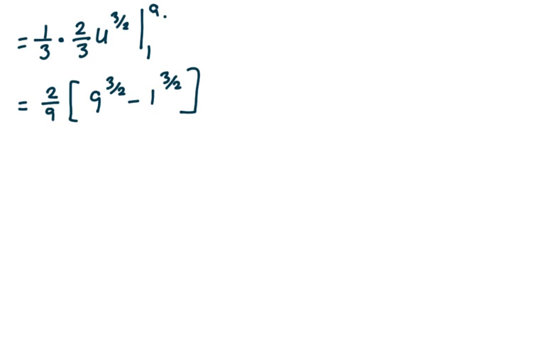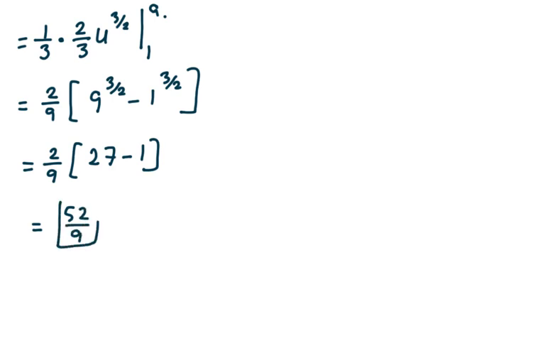Now, the square root of 9 is 3. 3 cubed is 27. So this is 2/9 times 27 minus 1. And so the correct answer here is 52/9. And that's how we do problem number 6.